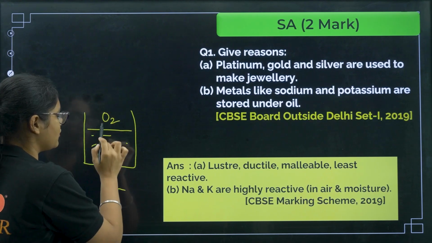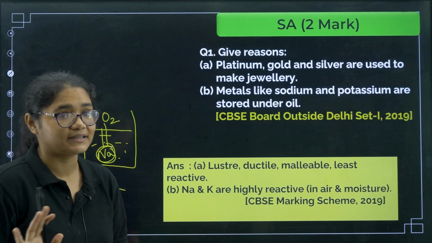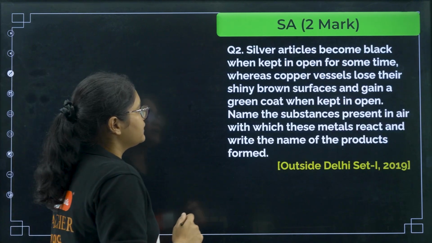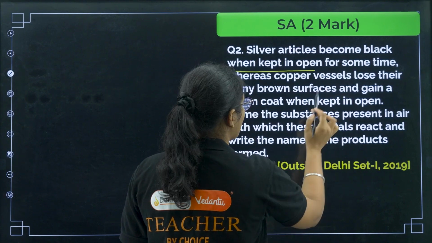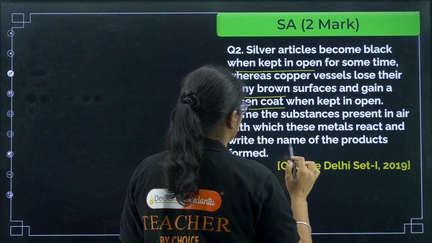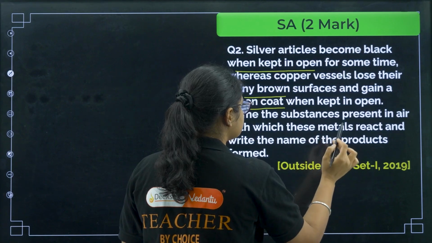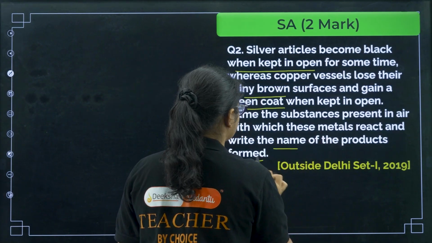It is not in contact with oxygen, so that is why it will not react and it can be stored safely. Next, question number 2: silver articles become black when kept in open for some time, whereas copper vessels lose their shiny brown surfaces and gain a green coat when kept in open. Name the substances present in air with which these metals react and write the name of the product formed.